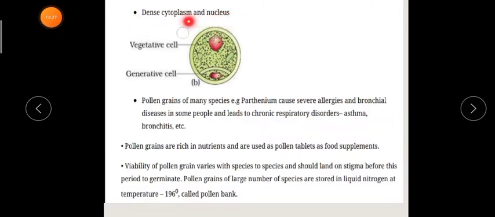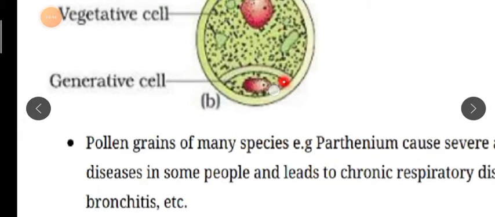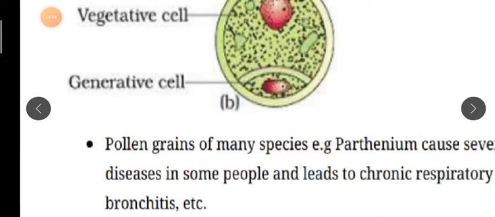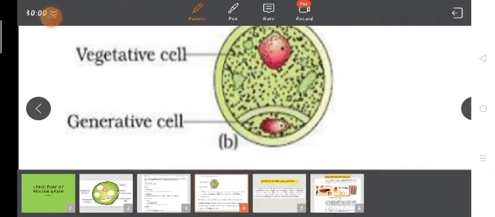The nucleus of this generative cell is very dense, and the cytoplasm is also dense. Cytoplasm means the liquid, fluid-like structure present inside this cell, this green inner fluid portion is your cytoplasm. This cytoplasm and nucleus of the generative cell are dense and thick as compared to the vegetative cell.